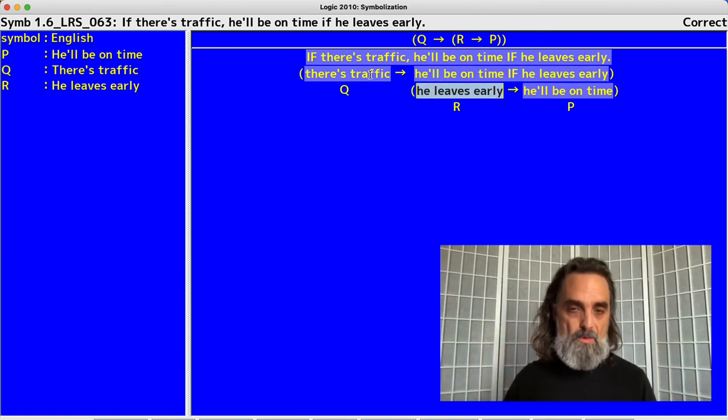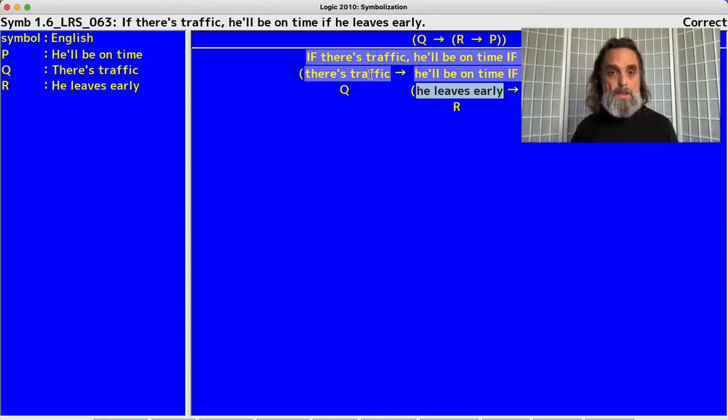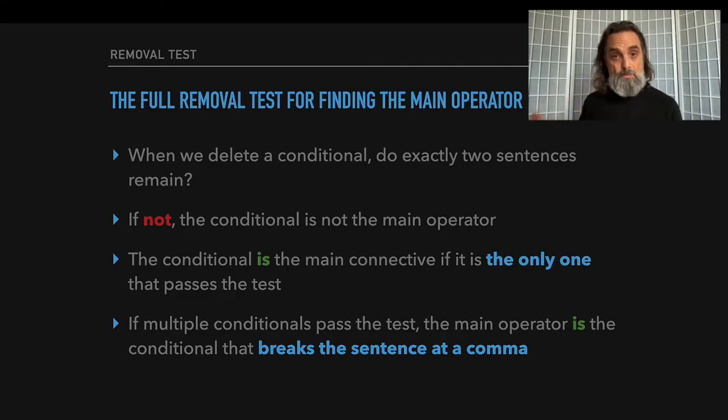So that's the removal test. Let's just review that. We have this full removal test for finding the main operator. The question we ask is, when we delete a conditional, do exactly two sentences remain? If when we delete that conditional, the if, only if, then, whatever, we're not left with exactly two sentences, if we're left with more or less or gobbledygook, then that conditional is not the main operator. If, on the other hand, we're left with two sentences, and that's the only piece of logical vocabulary like that, then that is the main connective.